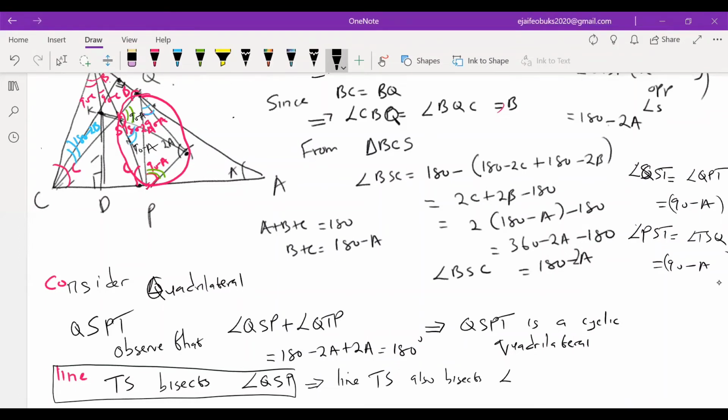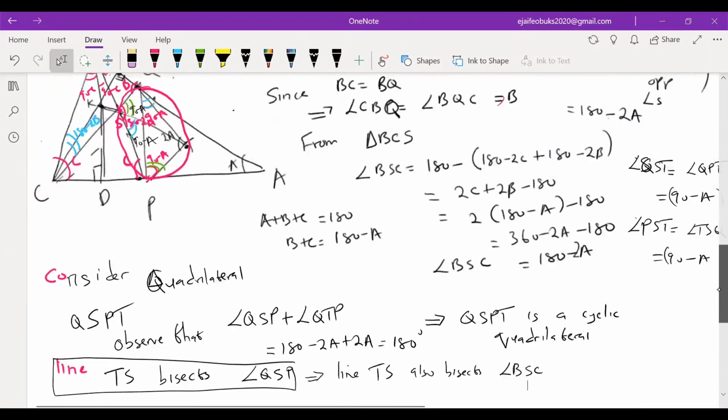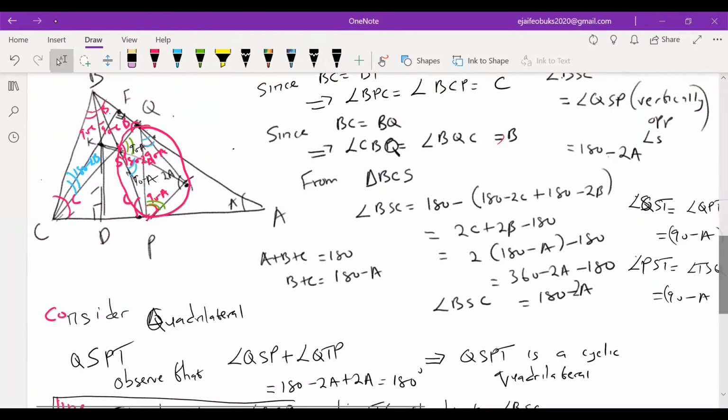angle BSC from this bigger triangle up here. TS also bisects angle BSC. So this angle here is also 90 minus A. But if you notice, we're actually done.